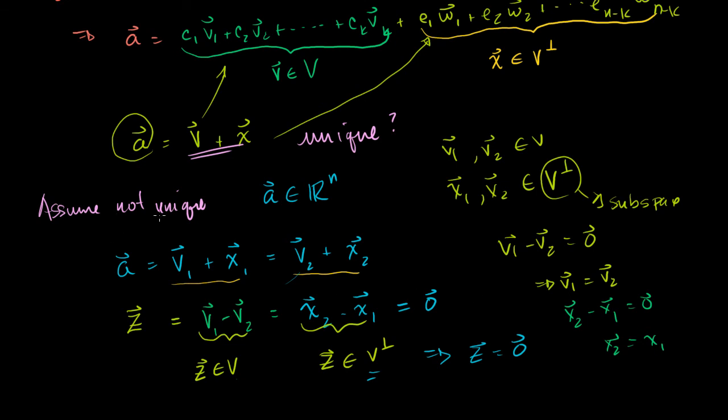So we tried to say that, hey, there's two ways to construct some arbitrary vector A that's in Rn, and we wrote that down. But then we found out that no, v1 must be equal to v2, and x1 must be equal to x2. So there's only a unique way to write any member of Rn as a sum of a vector that's in our subspace V and a vector that is in the orthogonal complement of V.